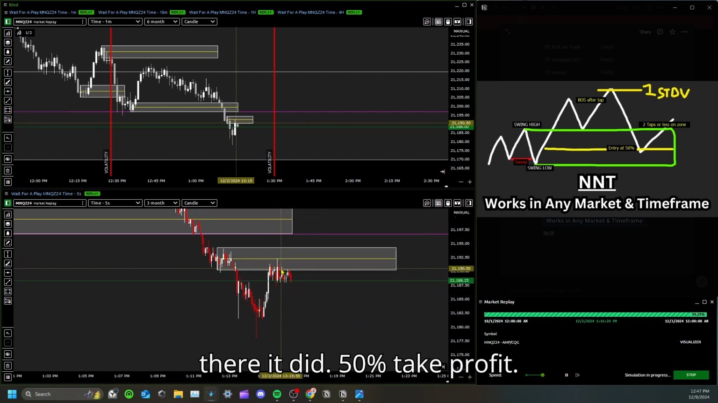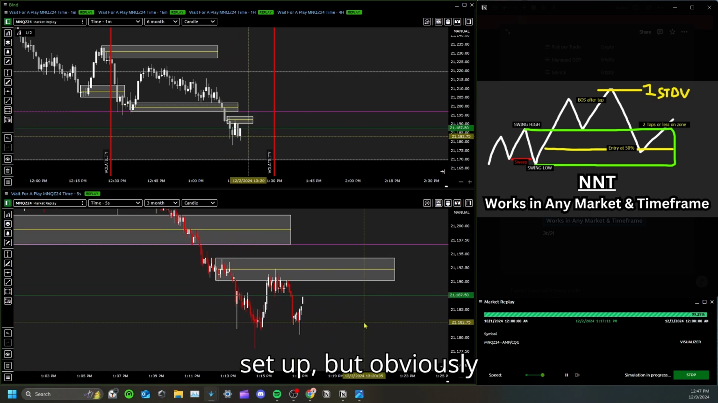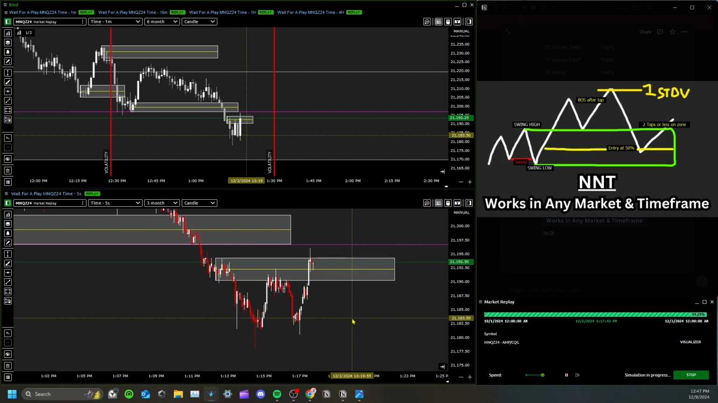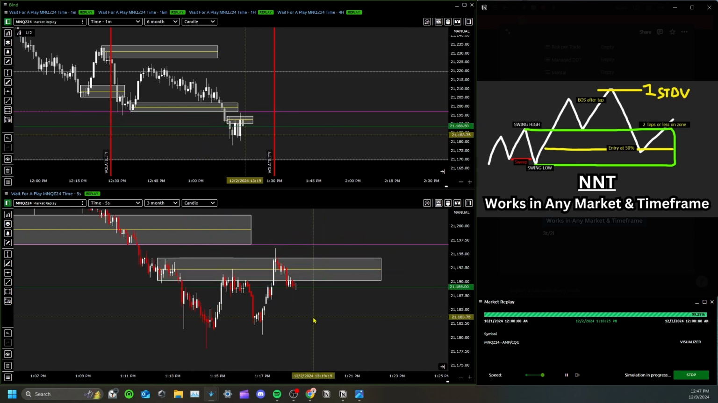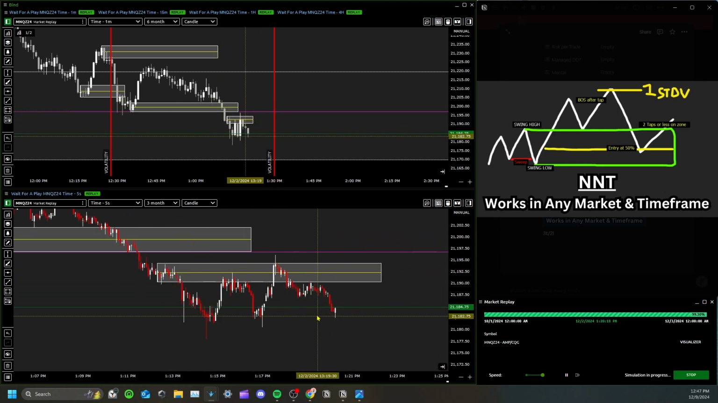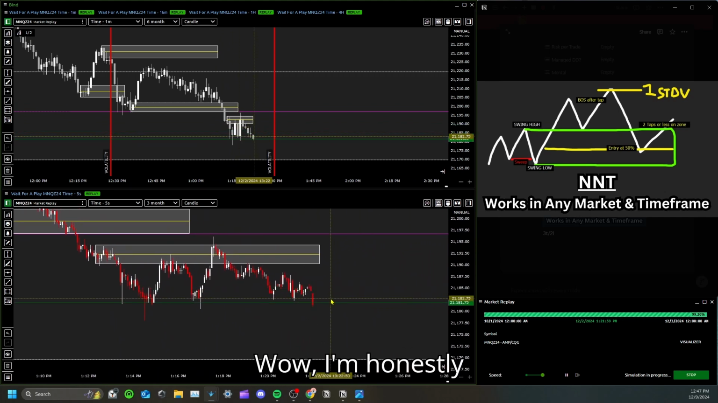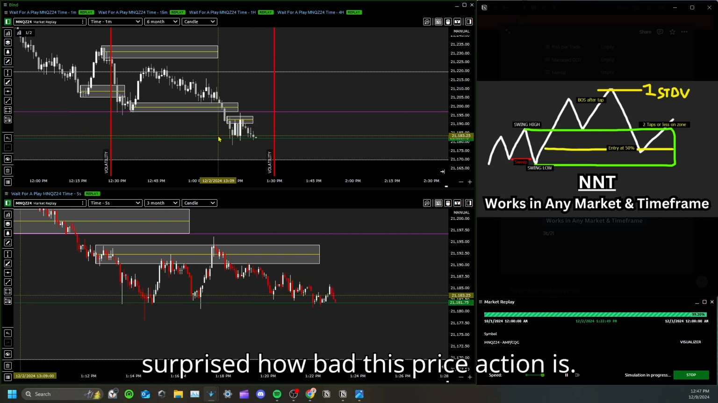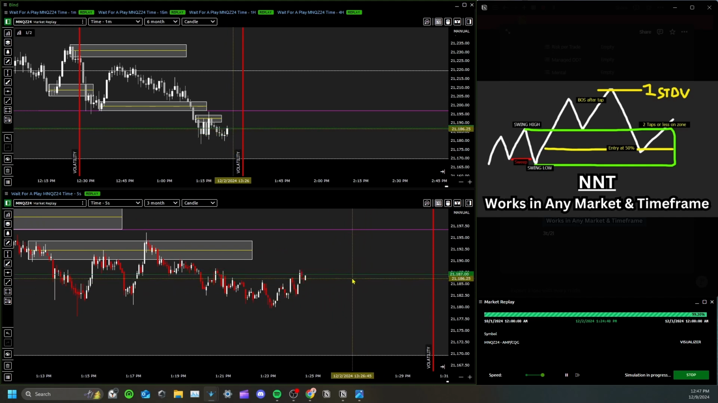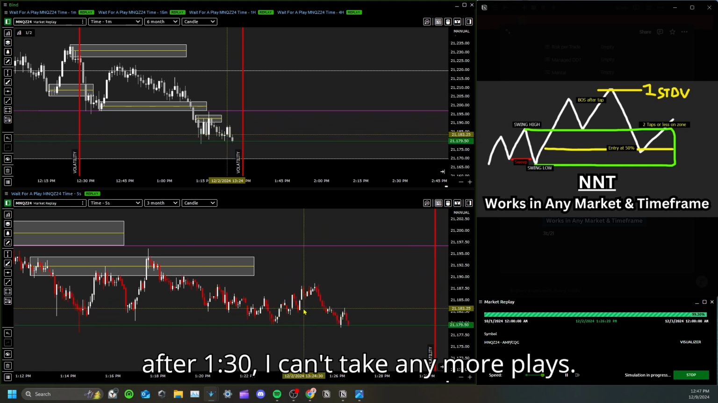Yeah, there it did 50%. Take profit. Normally after the break, I'll find a nice setup, but obviously it did not because it's so messy. Really messy candles. Drunk candles, that's what it looks like. Wow. I'm honestly surprised how bad this price action is. That's December for you. Well, after 1:30, I can't take any more plays.